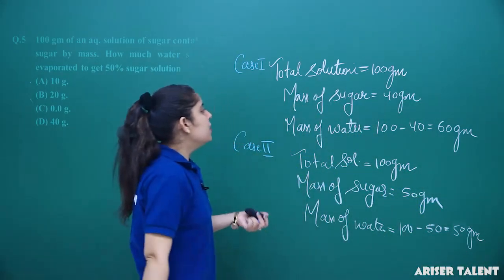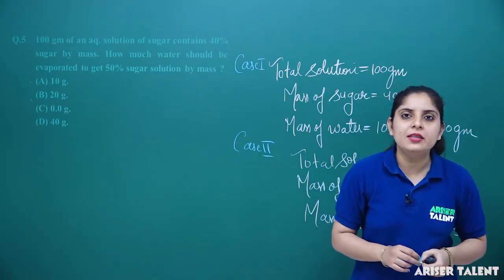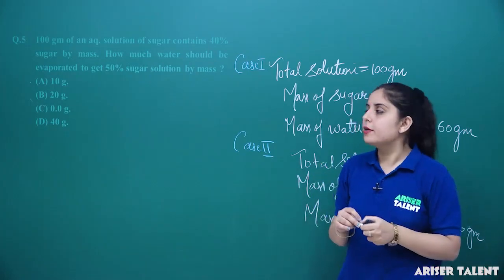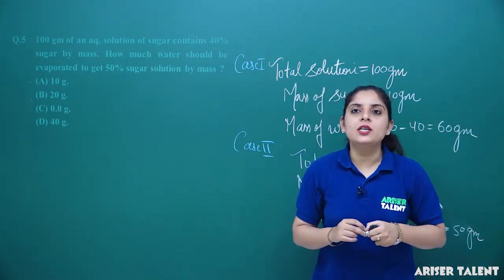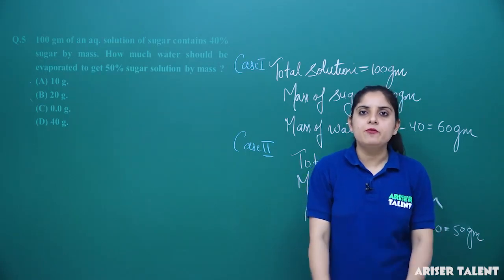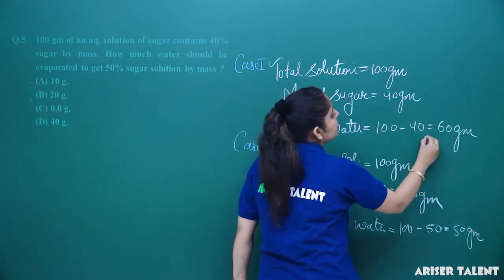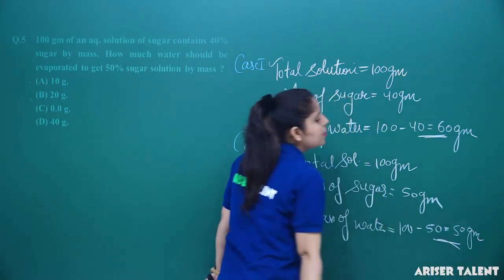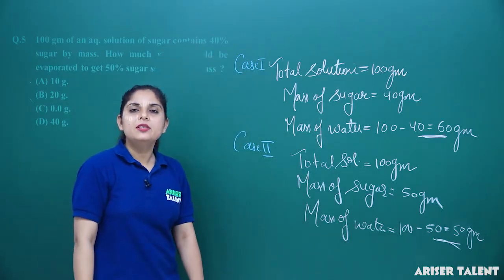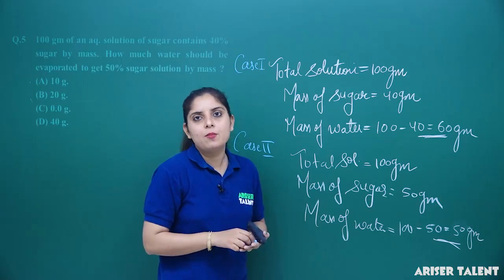Clear? So this is case number 1 and case number 2, because you are provided with different concentrations of the sugar here. Now you have to find out how much water should be evaporated to get a 50% solution. You can see that you are getting 60 gram water here and 50 gram water here. So for making a 50% sugar solution, you have to evaporate 10 gram of water.